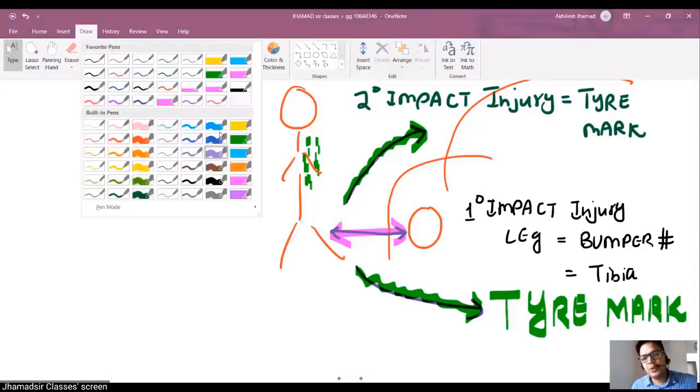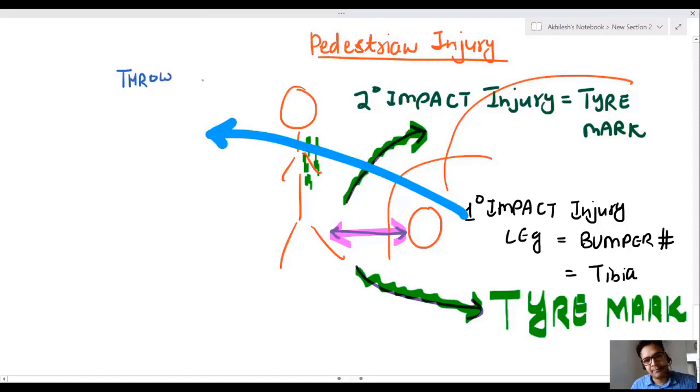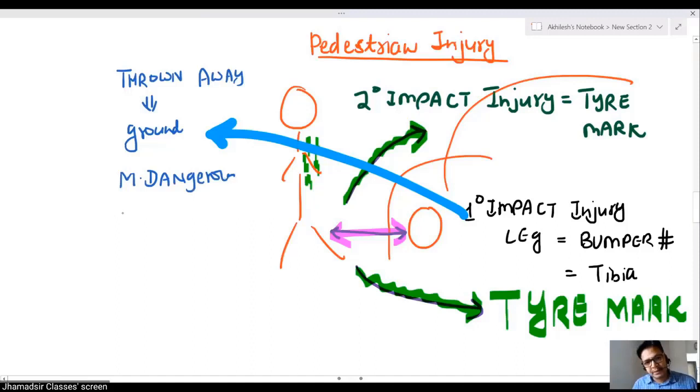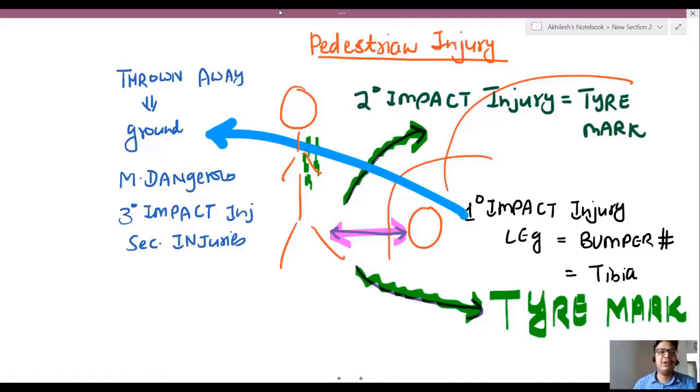Now, sir, the person will be thrown away. When the person is thrown away, the person will strike the ground or any other object. Sir, this injury is the most dangerous injury. This is known as tertiary impact injury. And sir, tertiary impact injuries are also known as secondary injuries.